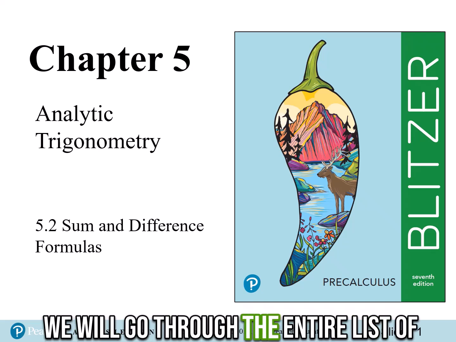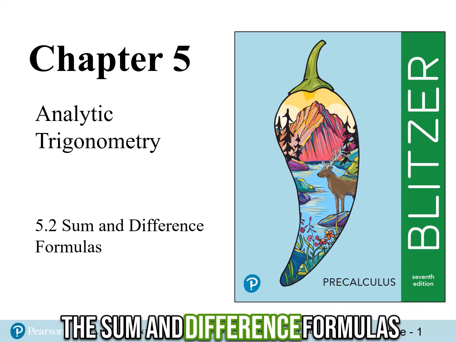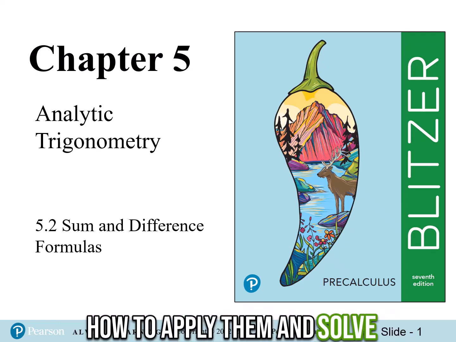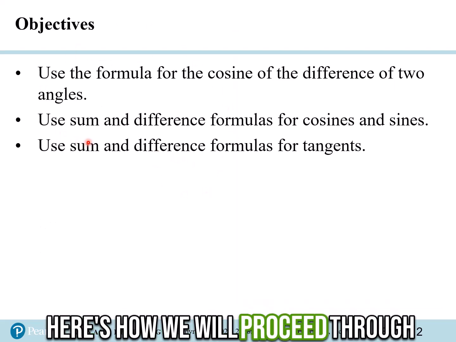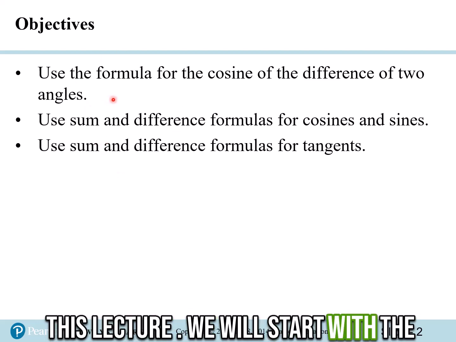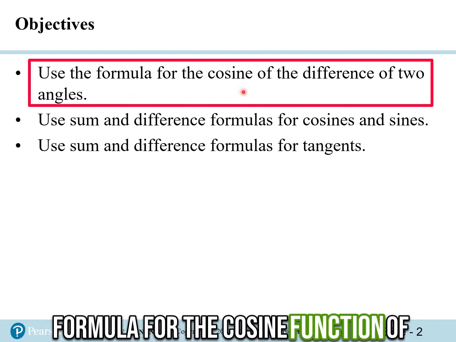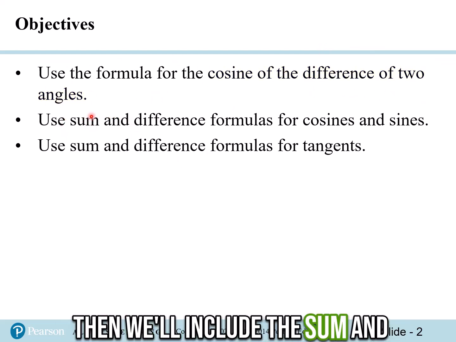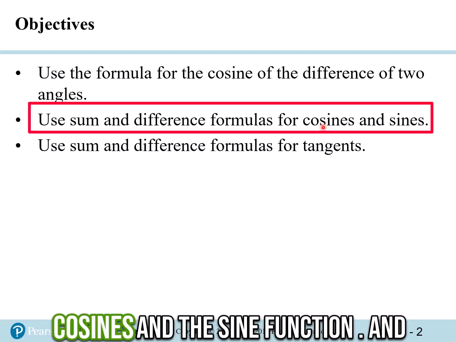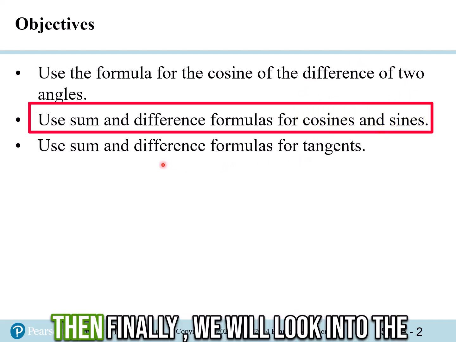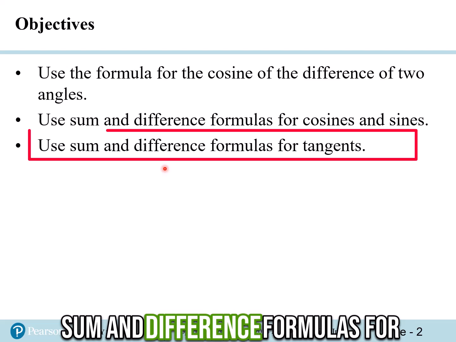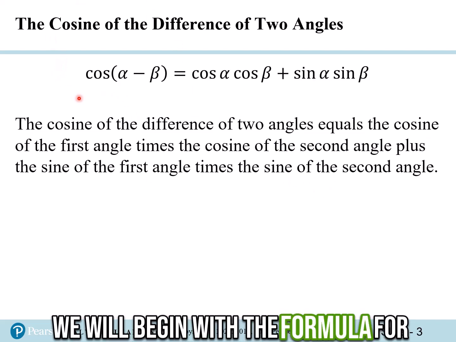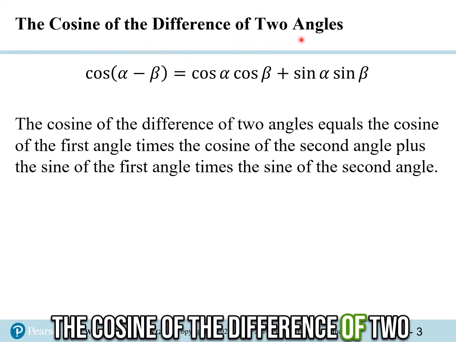First, we will go through the entire list of the sum and difference formulas and then go through examples on how to apply them and solve problems. Here's how we will proceed through this lecture. We will start with the formula for the cosine function of the difference of two angles, and then we'll include the sum and difference formulas for both cosines and the sine function, and then finally we will look into the sum and difference formulas for the tangent function. We will begin with the formula for the cosine of the difference of two angles.